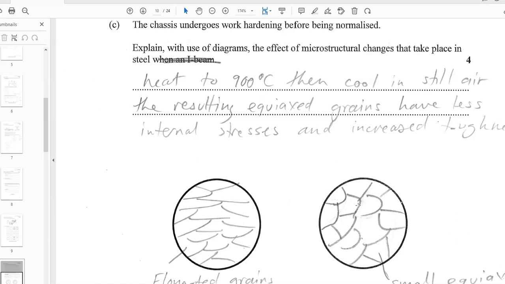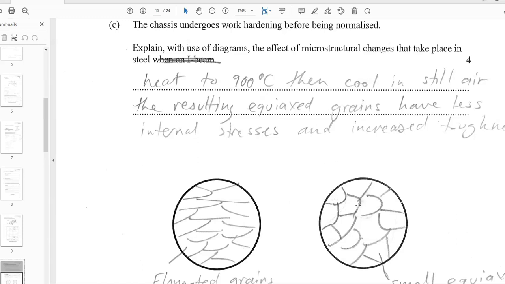Then cool in still air, then the resulting crystal structure has less internal stresses, right? Which increases the toughness. Or if you said reduces the tensile strength, reduces the hardness. I just thought I'm going to accentuate the positive. I'm going to go with a positive rather than negative.